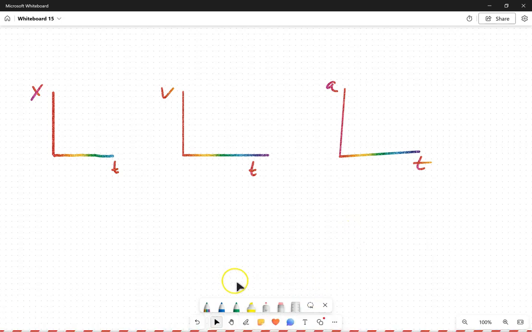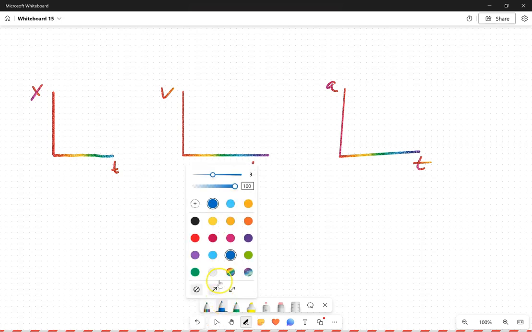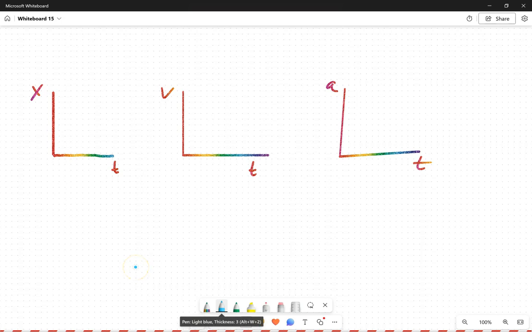We're often going to translate between these three graphs. And when I say translate, I just mean go back and forth between these three graphs. And we started with some simple graphs that look like that. Nice straight lines.